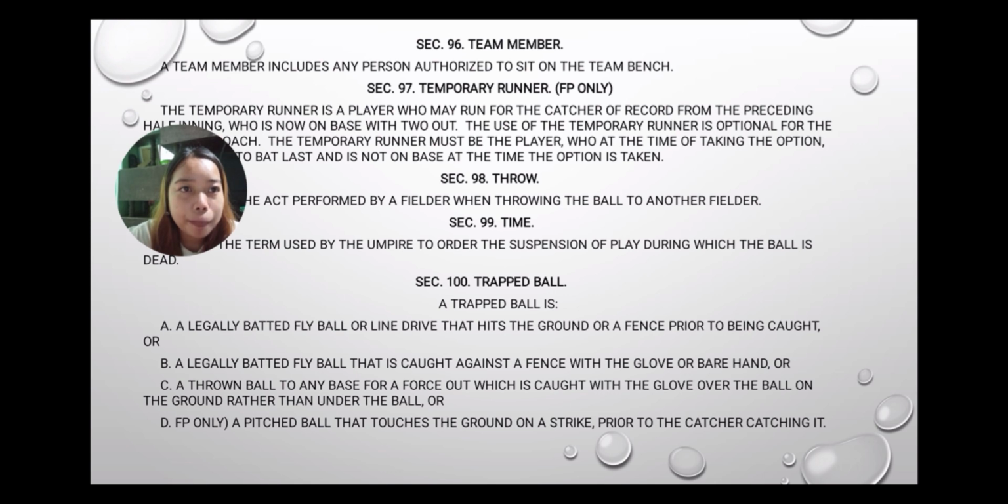Section 100, trap ball. A trap ball is a legally batted fly ball that is caught against a fence with a glove or the bare hand; a thrown ball to any base for a force out which is caught by the glove or over the ball; or, FP only, a pitched ball that touches the ground or a strike prior to the catcher catching it.